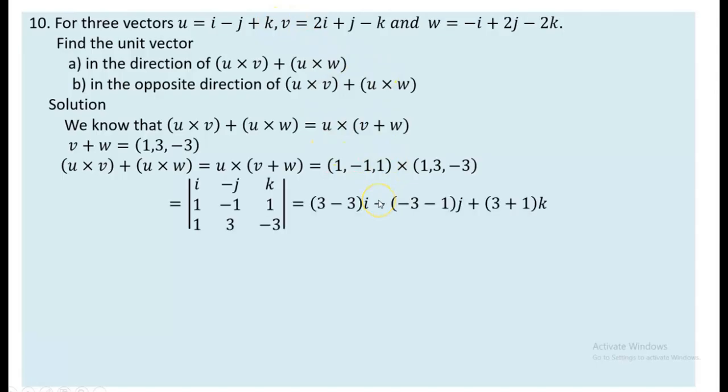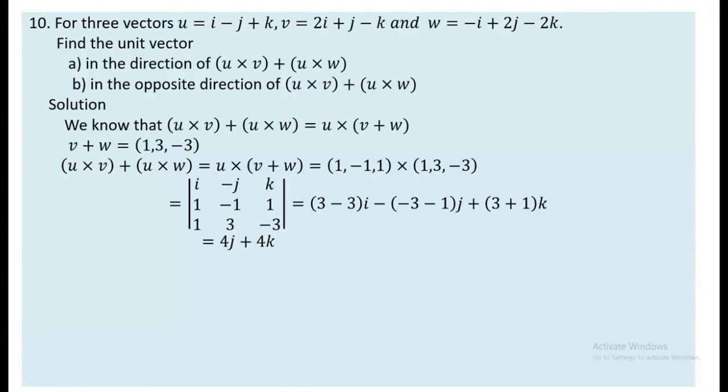Then as you perform this cross product, students, as I tried to explain before, you are going to have this kind of output. I have done this kind of operation before, so you need to go back and refer. So this is going to be 3 minus 3 i, minus of minus 3 minus 1 j, plus 3 plus 1 k. So when you take this sum, you are left with 4j plus 4k. So this is, you see, the vector that is equivalent to u cross v plus u cross w.